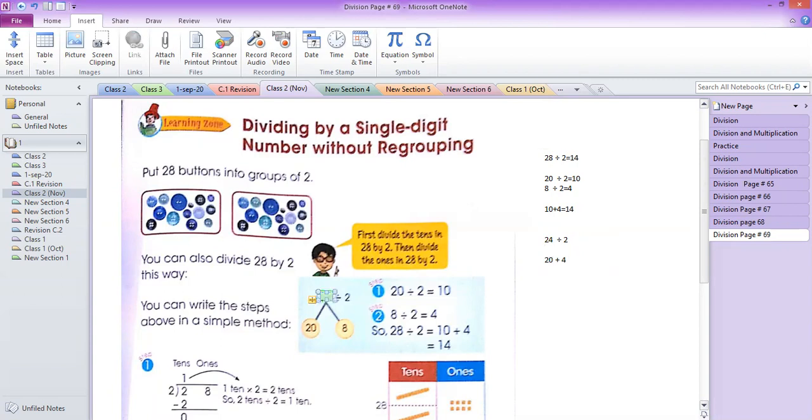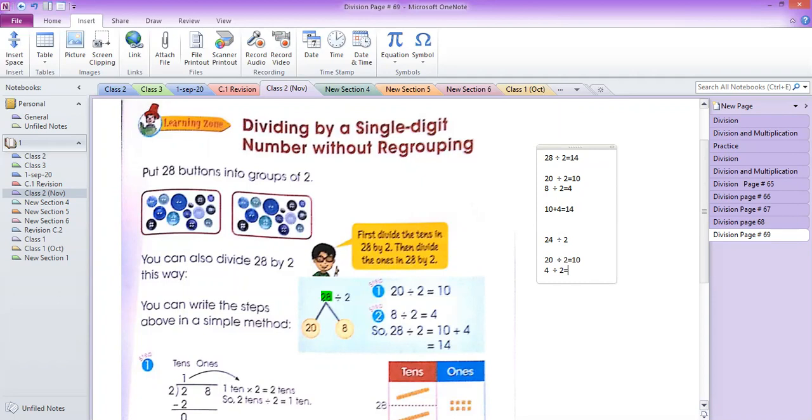Now divide 20 by 2 and 4 by 2 also. When you divide 20 by 2, 2 multiplied by what number will give you 20? That will be 10. And the other part, sorry, it will not be 20, it will be only 4 divided by 2. Why? Because the 2 has the value of 20, and this 4 has the value of 4. So 4 divided by 2.